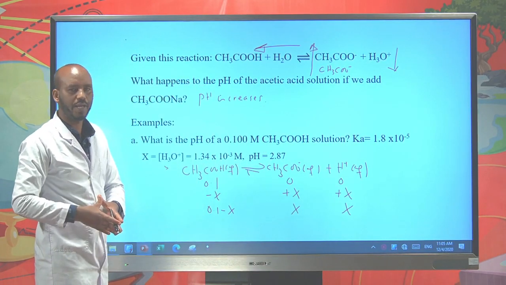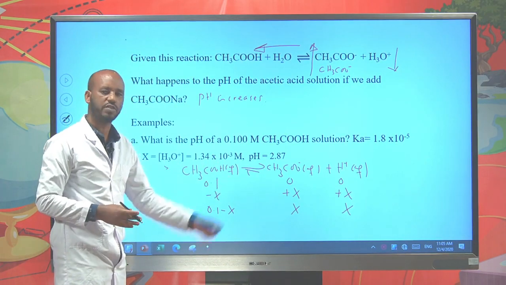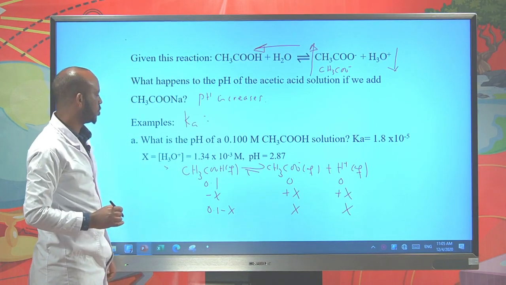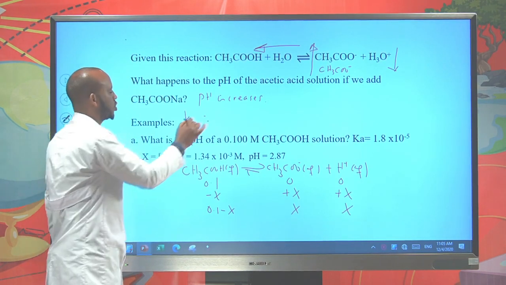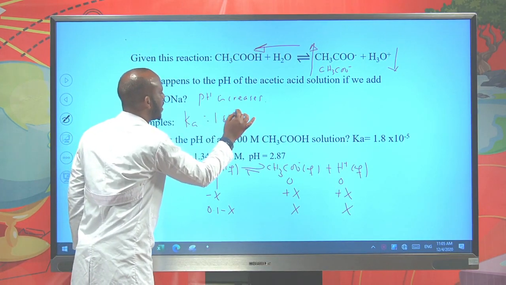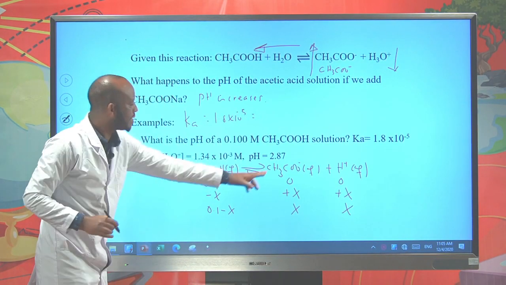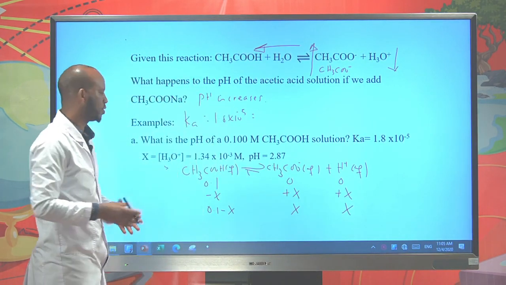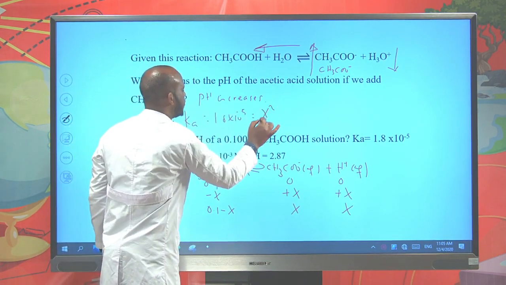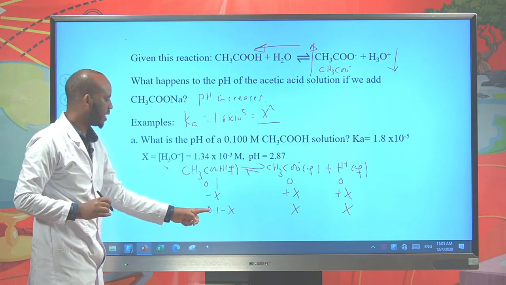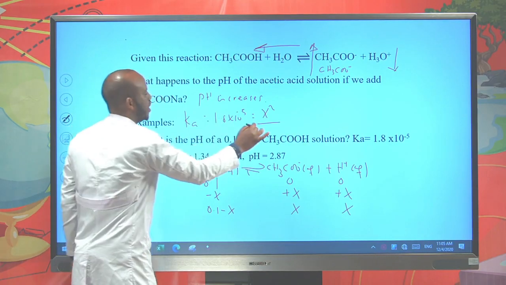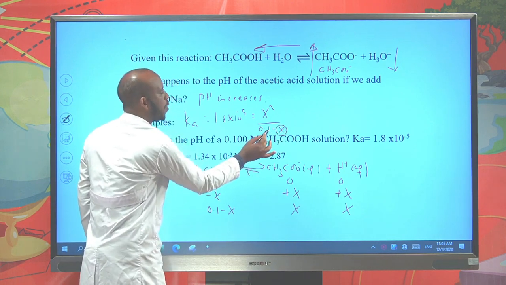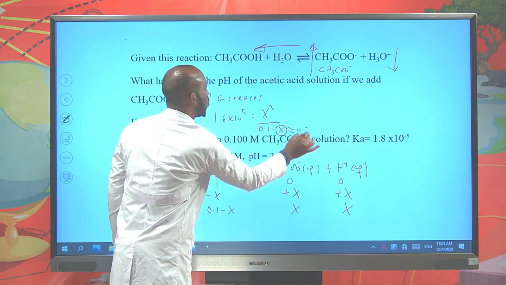You can set up the acid dissociation constant for acetic acid. Now Ka, the acid dissociation constant for acetic acid, is 1.8 times 10 raised to minus 5, equal to the equilibrium concentration of acetate, X, times the equilibrium concentration of H plus, again X, so X squared, divided by the equilibrium concentration of acetic acid, which is 0.1 minus X. For a small value of X, 0.1 minus X is approximately 0.1.